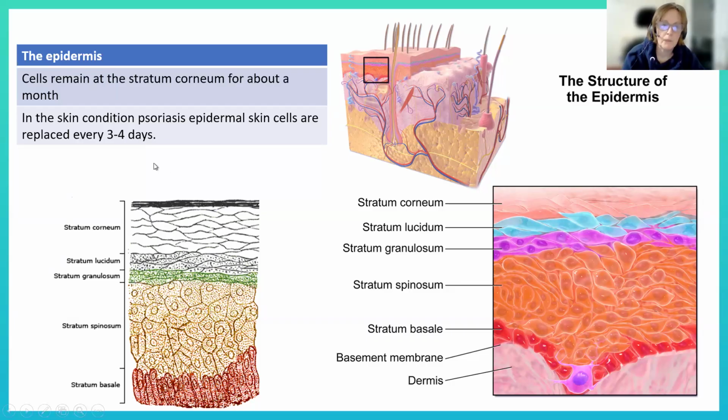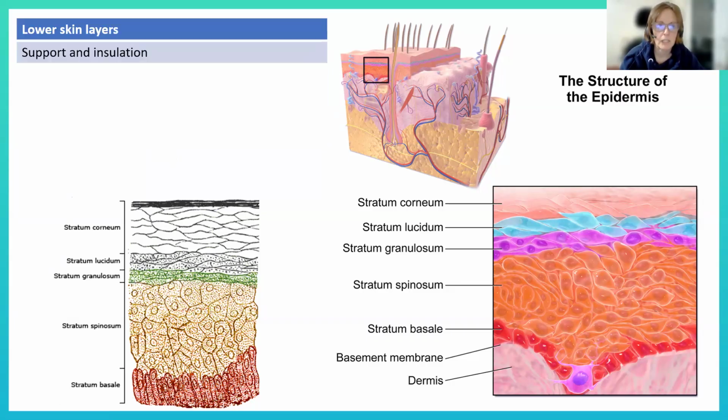But in some conditions like psoriasis, for example, the rate of production of new cells is really speeded up. So in psoriasis patients, it can be every 3 to 4 days that you're getting replacements of these cells. So the shedding of the skin cells is increased.